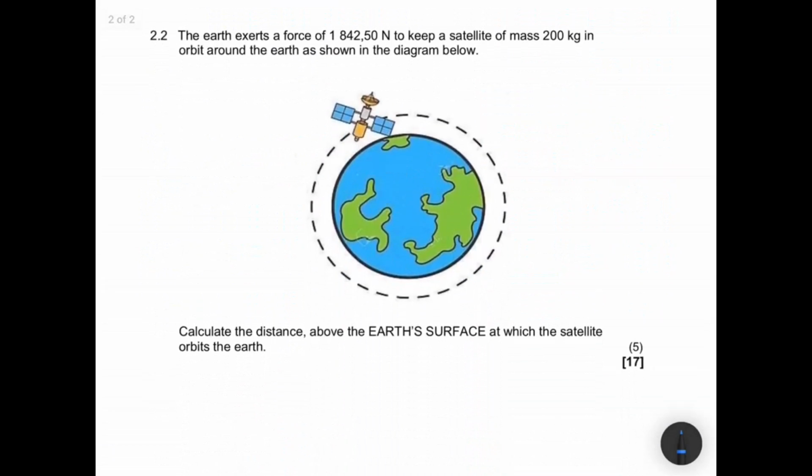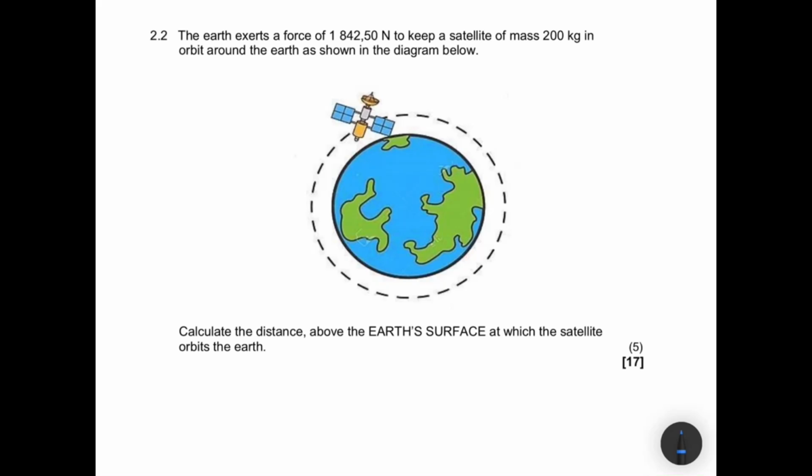Let's move to 2.2. 2.2 is saying to us the Earth exerts a force of 1842.5 newtons to keep a satellite of mass 200 kg in orbit around the Earth, as shown in the diagram below. We have a very fancy sketch there. And then the question says, let's calculate the distance above the Earth's surface at which the satellite orbits the Earth.